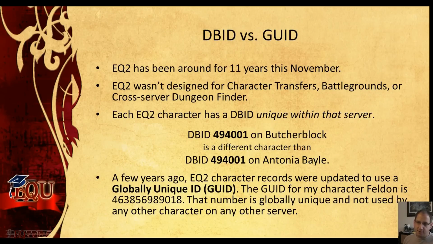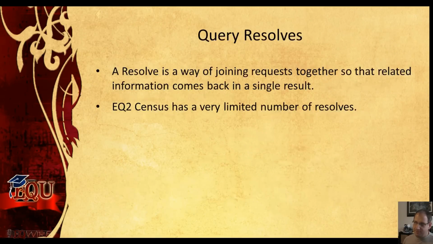A few years ago, EQ2 character records were updated to use a globally unique ID. The GUID for my character Felden is, I'm not going to read that number, and that number is globally unique and not used by any other character on any other server. Okay, why did I just go through this whole DBID versus GUID? Don't I just use the GUID everywhere? Almost everywhere. Guilds use DBIDs.